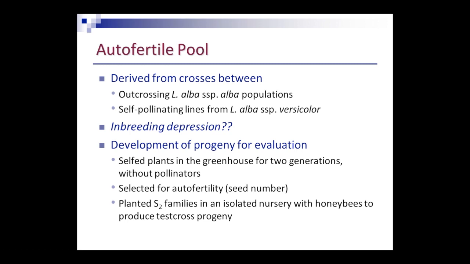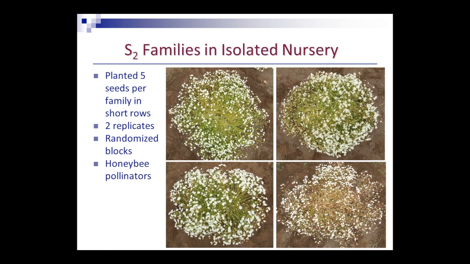So what we did basically, we selfed plants in the greenhouse for 2 generations. I inherited this population from my predecessor. We took the population and selfed plants in the greenhouse for 2 generations without pollinators, and then we just selected for high seed number. And then we took those S2 families and put them out in an isolated nursery with honeybees to produce test cross progeny. So we want to have both the potential for autofertility in case you have very cloudy, rainy weather during the pollinating period and don't get good pollination from honeybees. But we also want to make sure we have good yield potential.